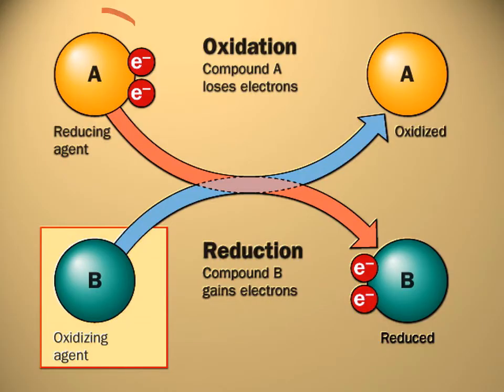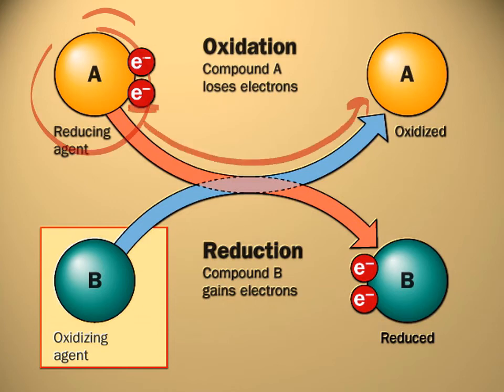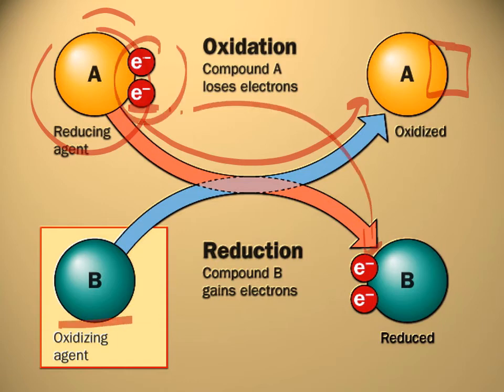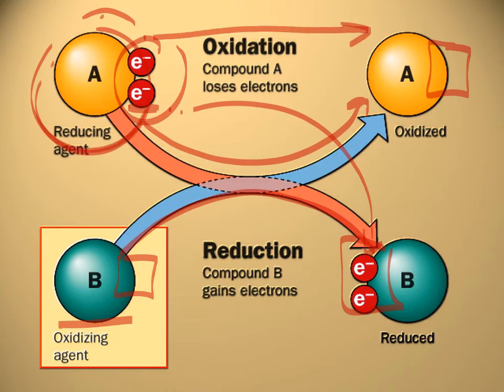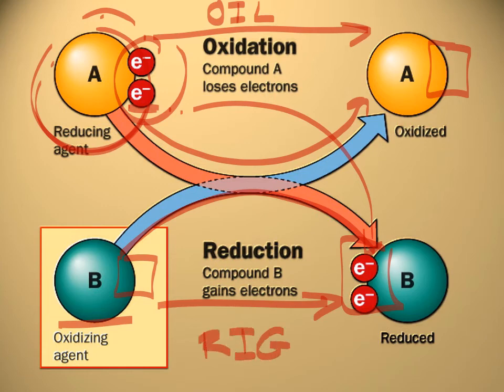So if you have A here, and it's got a bunch of electrons, and it becomes something that doesn't have those electrons, notice they're not there anymore, because they have actually gone over to B. B didn't have any electrons, and there it is, it's got some now. And so A has gone through oxidation. B has gone through reduction. Oxidation is the loss of electrons. Reduction is the gain of electrons.